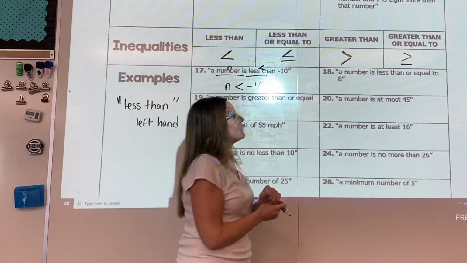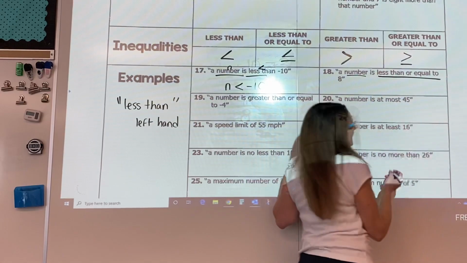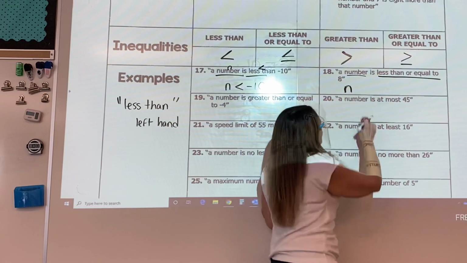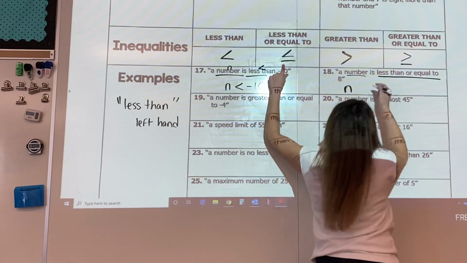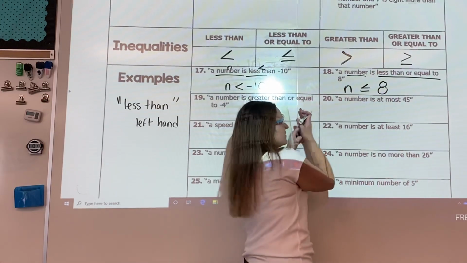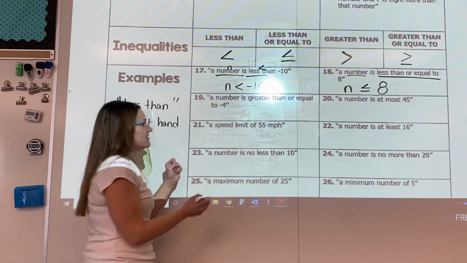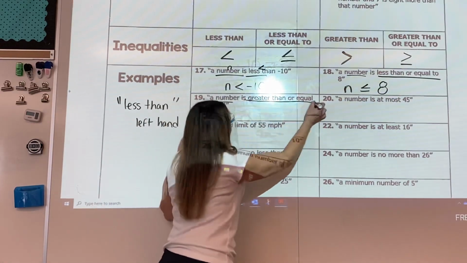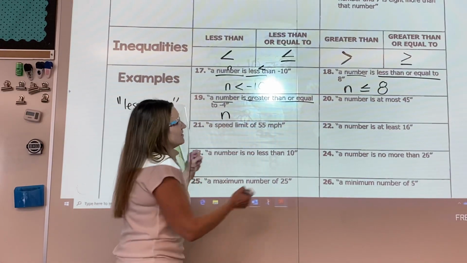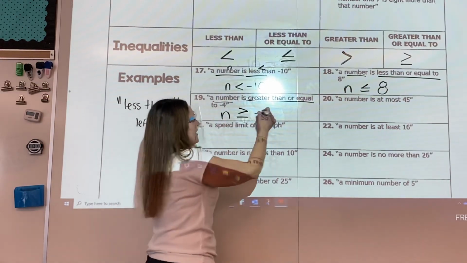Let's look at our second example. A number is less than or equal to 8. Okay. A number is going to be my n. Less than or equal to, there's that symbol, and then 8. Notice I'm writing everything from left to right. Number 19. A number is greater than or equal to negative 4. So the number is going to be my n. Greater than or equal to is that symbol, and negative 4.